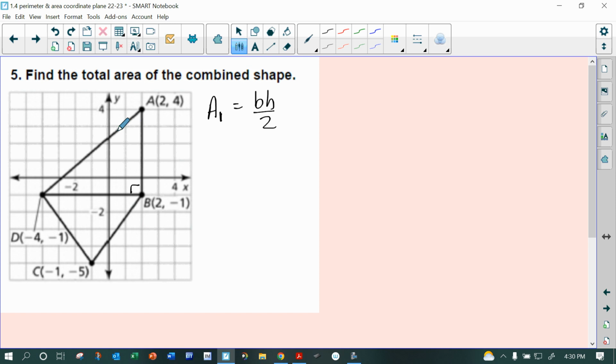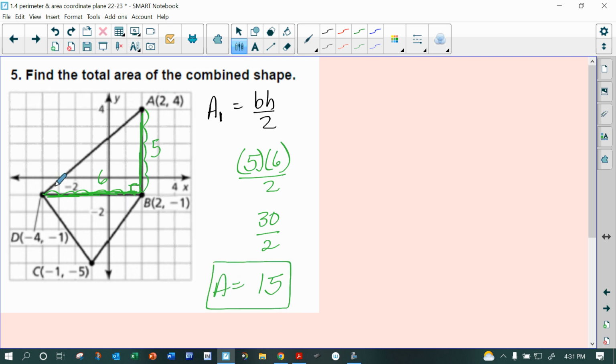So remember I told you when you're doing a right triangle, if you look at the legs, the two sides that make that right angle, that's your base and your height. So we've got 1, 2, 3, 4, 5, and 1, 2, 3, 4, 5, 6. Looks like it's going to be the same triangle. So 5 times 6 divided by 2, which is 30 over 2, which is 15. So the area of the top is 15. So this green triangle has an area of 15.